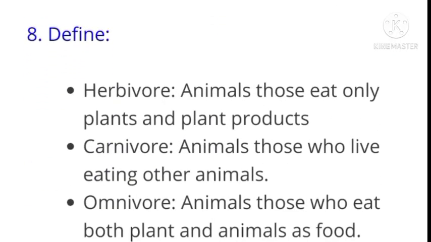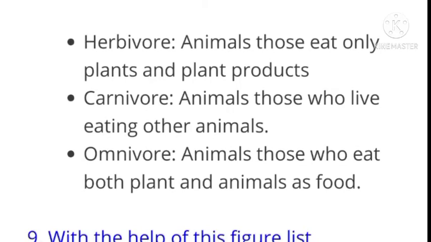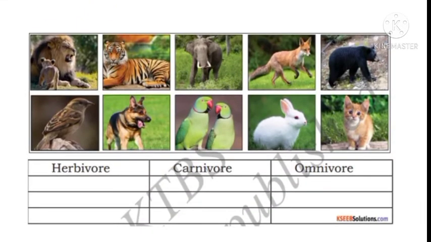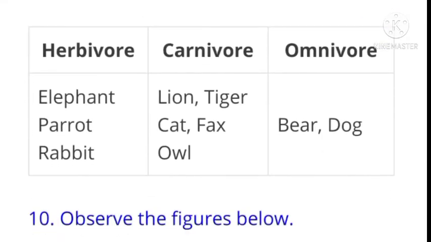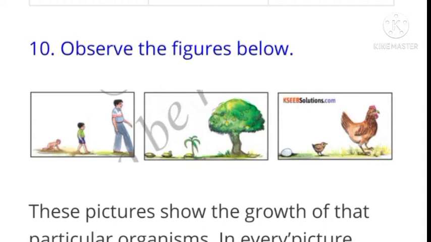Okay, now define herbivore. What are herbivores? Animals that eat only plants and plant products. Carnivores are animals that live by eating other animals. Omnivores are animals that eat both plants and animals as their food. Now next question, with the help of this figure list herbivore, carnivore, and omnivore in the chart given below. You can see here different types of animals. Now we have to write which is herbivore, carnivore, and omnivore. Herbivore: elephant, parrot, rabbit. Carnivore: lion, tiger, cat, fox, owl. Omnivore: bear, dog.